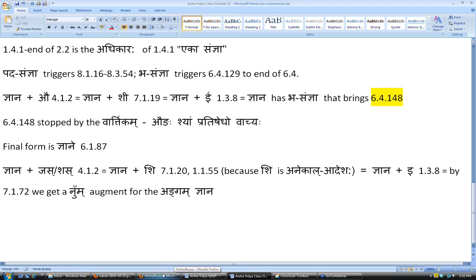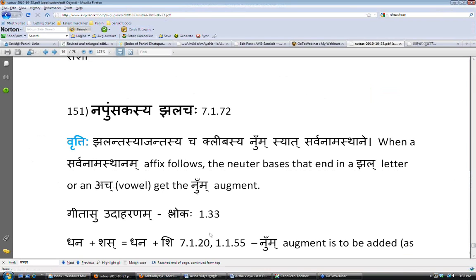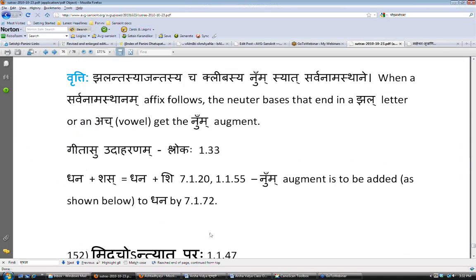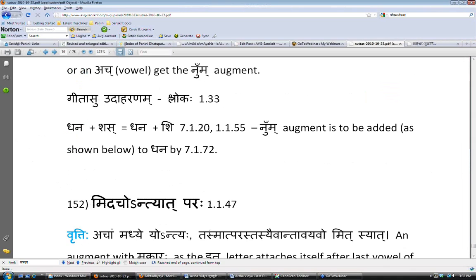That requires the next sutram, which says Midachontyat paraha. Mid achontyat. If this augment has mit, then it comes after the last ach, achaha antyat paraha. Yes, thank you, Hema. Correct. So 1147 is the sutram that we need over here.